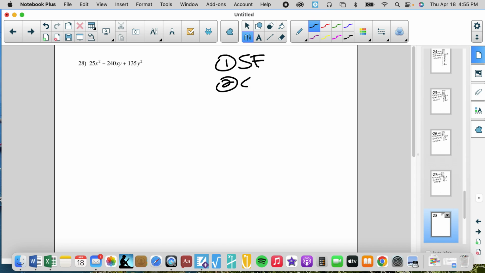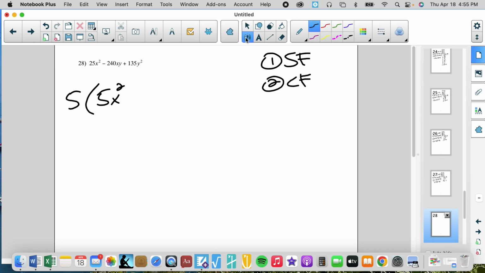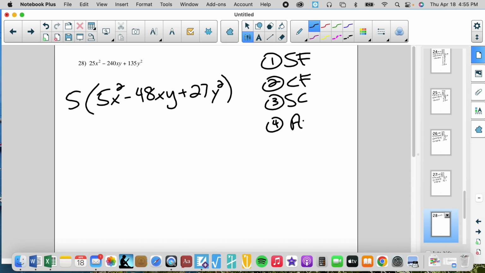Standard form, yes. Common factor. Yes, there is a common factor of 5. You get 5x squared. Let's move you over a little bit. I'm getting a little crazy. I'm getting a little stretchy here. 5x squared minus 48xy plus 27y squared. Special case, no. Common a times c. Well, we're back to big numbers again.